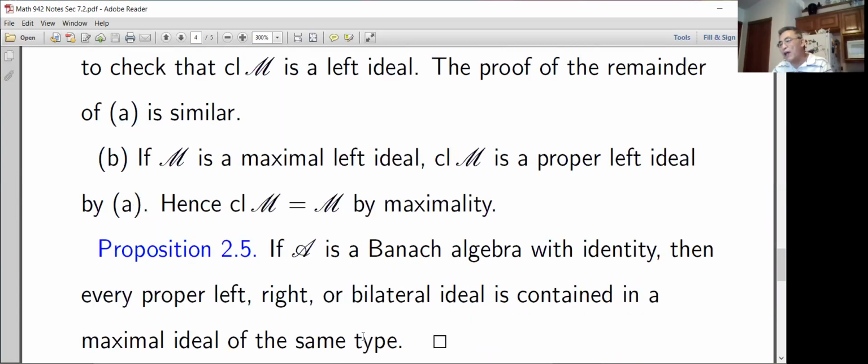Then if A is a Banach algebra with identity, then every proper left, right, or bilateral ideal is contained in the maximal ideal of the same type. To prove this, we need to use Zorn's lemma. Okay. So the argument, we are not going to go into details, but the argument goes this way.